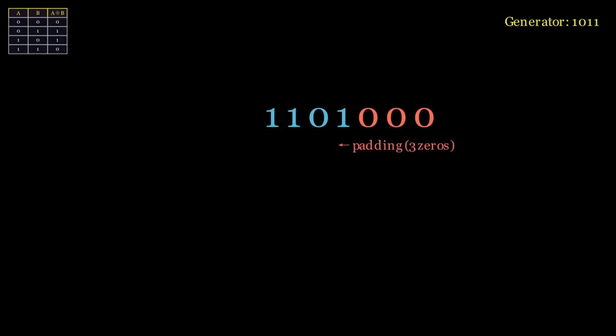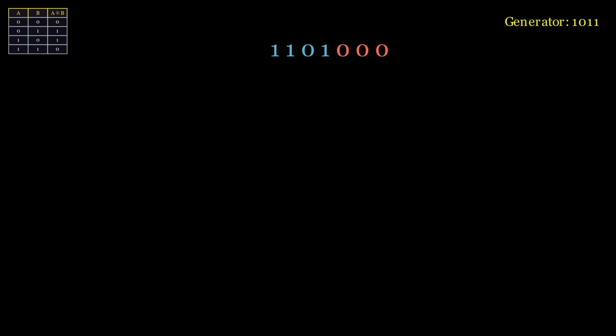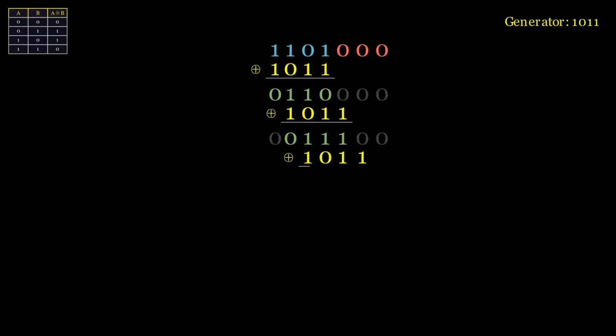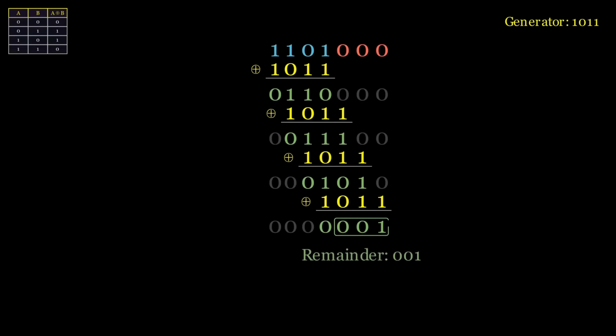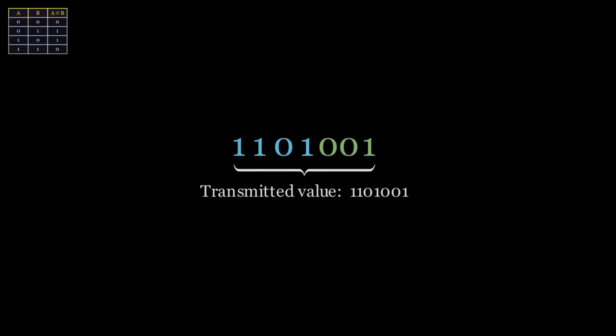1101000. Then, we perform this XOR-based division, lining up the generator and XORing whenever the leading bit is 1, just like long division. After a few rounds of shifting and XORing, we're left with a small remainder, let's just say 001. That remainder becomes our CRC, so the value we actually transmit is 1101001.